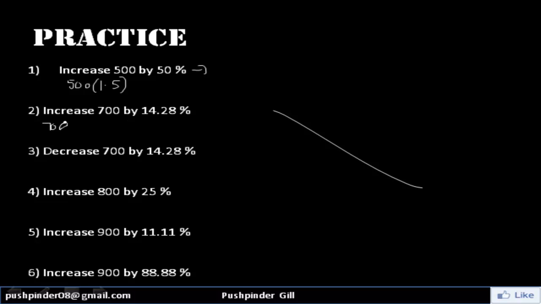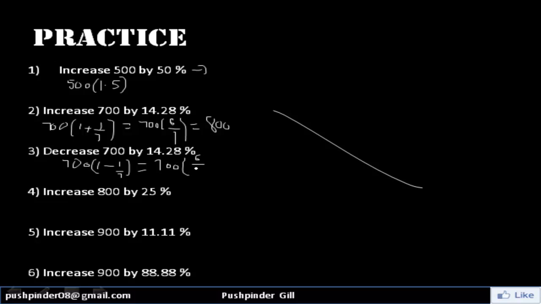I simply say 700 into 1 plus. Now guys, what is 14.28%? It's 1 by 7, right? So that comes out to be 700 into 8 by 7, that is equal to 800. So if you have to decrease 700 by 14.28%, I'd say 700 into 1 minus 1 by 7, because 14.28% is nothing but 1 by 7. So that comes out to be 700 into 6 by 7, right?